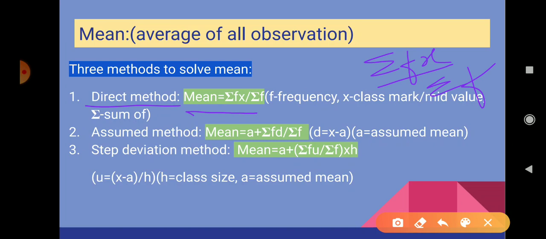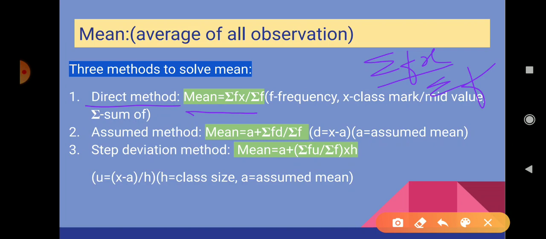Next, in the formula, f is nothing but frequency. It is not CF, which means cumulative frequency; just f is the frequency. What is x? Just now we discussed, x is nothing but the class mark or mid value of that class interval.